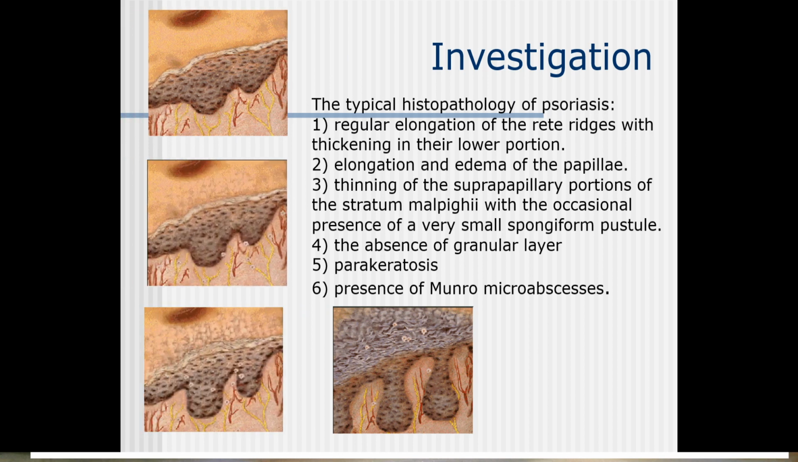Investigation. The typical histopathology of psoriasis: regular elongation of the rete ridges with thickening in the lower portion, elongation and edema of the papillae, thinning of the suprapapillary portion of the stratum malpighii with the occasional presence of very small spongiform pustules, absence of the granular layer, parakeratosis, and presence of Munro microabscesses.